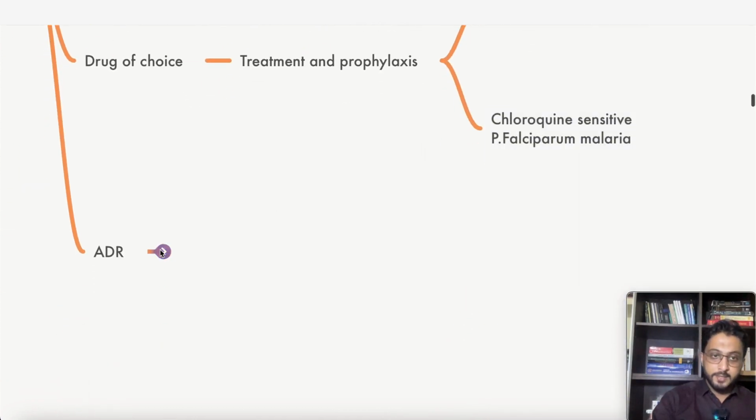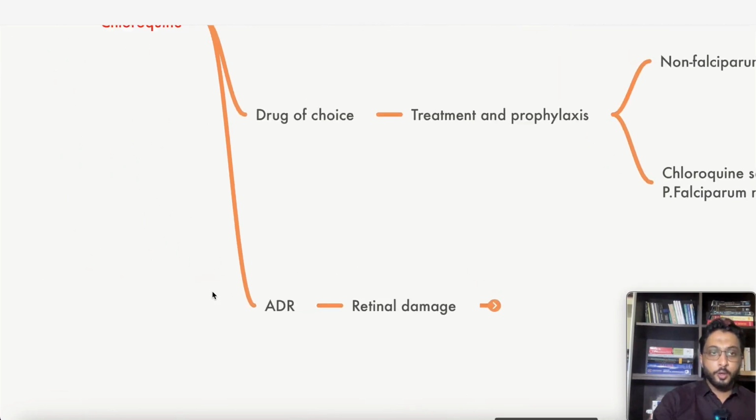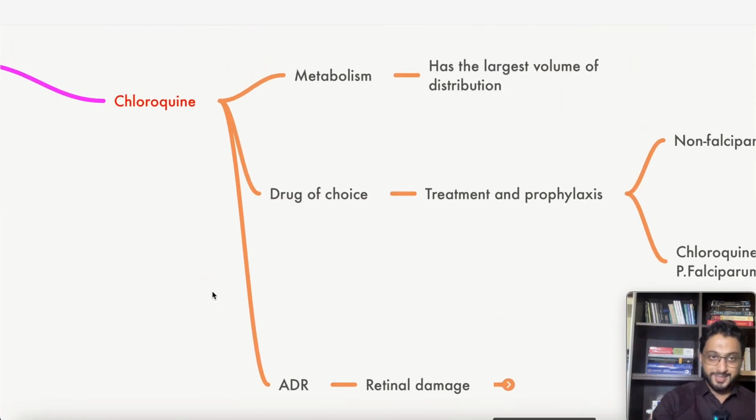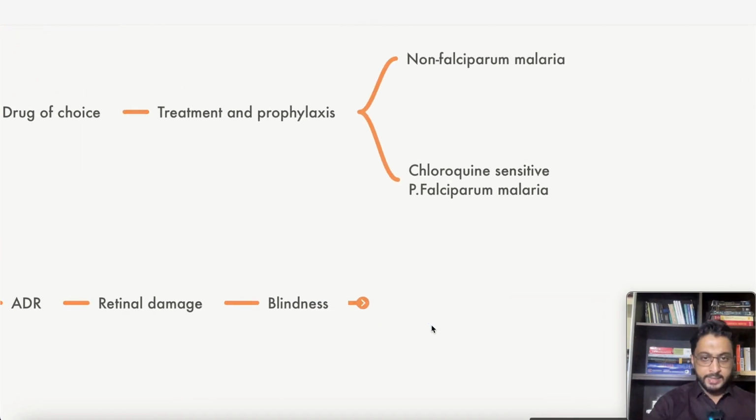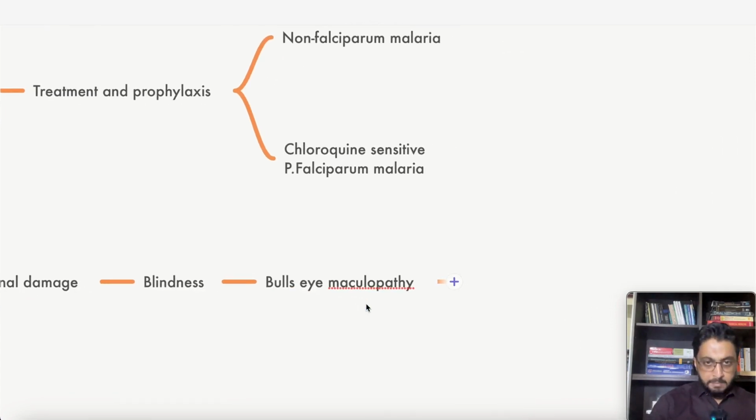Now, adverse effect, very, very important. Chloroquine, among the antimalarials, causes retinal damage, and then finally leading to blindness. And what is it called? Bull's eye maculopathy. If you can learn it, it's very good. If you can't learn it, just forget it.